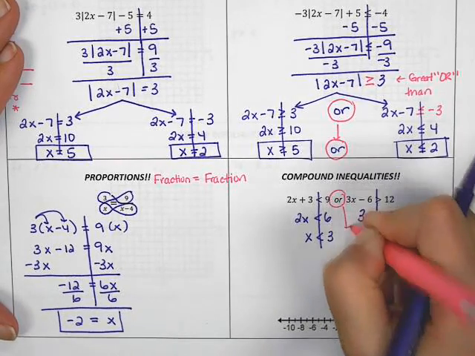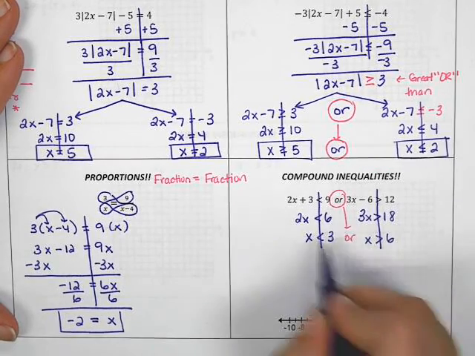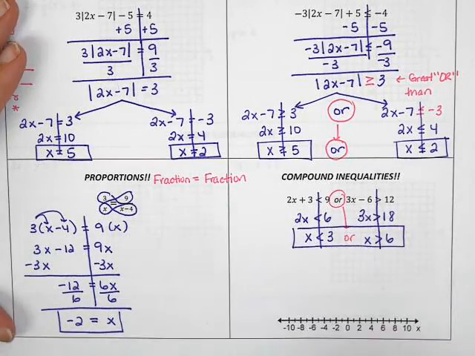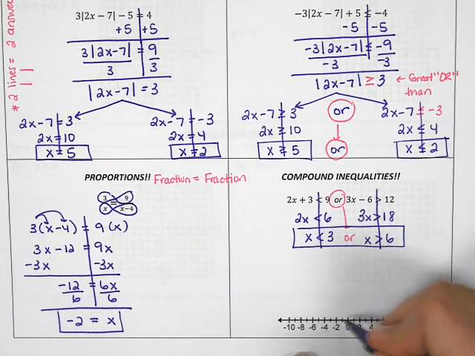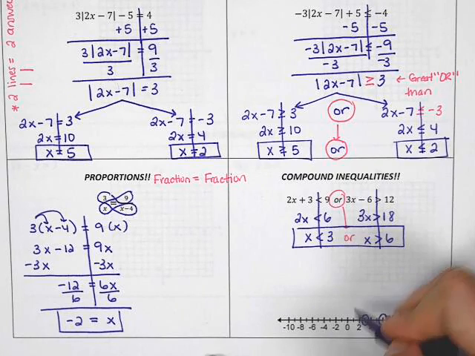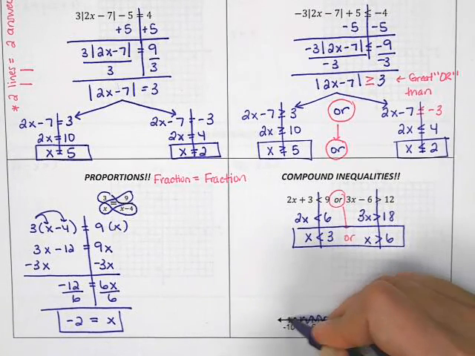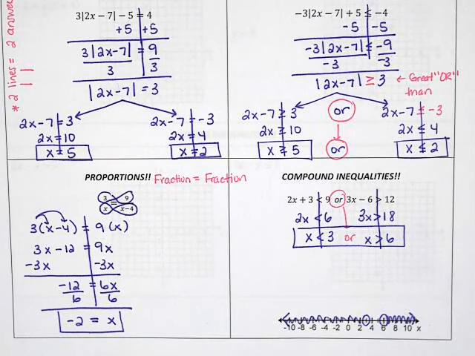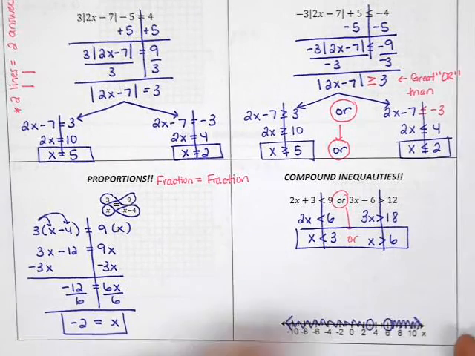And I'm going to take the word or, and I'm going to copy it down. Now on a graph, I would put an open circle on the 3 and an open circle on the 6, and I would shade to the outside because it's an or problem. So ors face out.